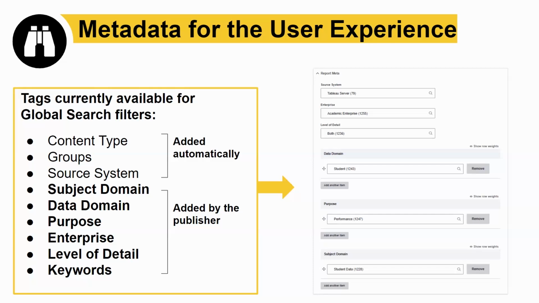Some of them are added automatically by our system, such as content type, group, and source systems. The other ones are added by the publisher. So in this case, it would be our power users. And you can see an example of what that looks like on the right-hand side. That's the notation within the analytics portal.